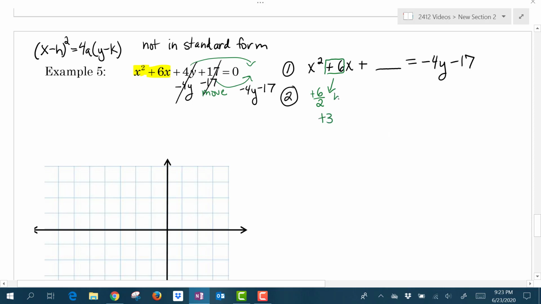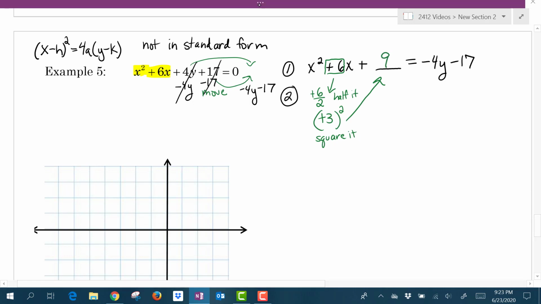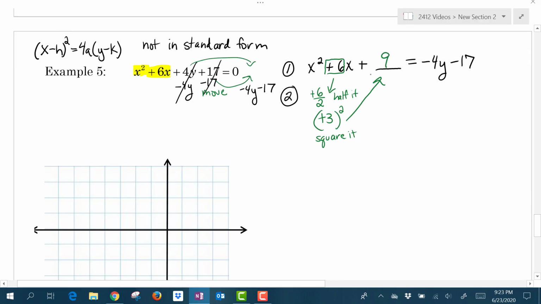We're going to half it, and then we're going to square it. So what is a positive 3 squared? That's a positive 9. Now, I just made a change to the left-hand side of this equation. If I make a change to the left, I also have to make that exact same change to the right. So I'm not only going to add that 9 to the left side, I'm also going to add exactly that same 9 to the right side.